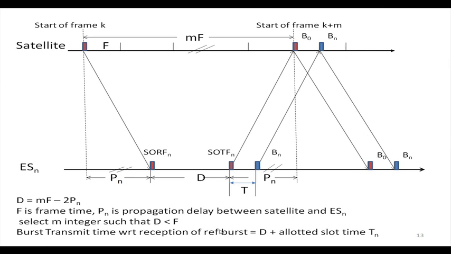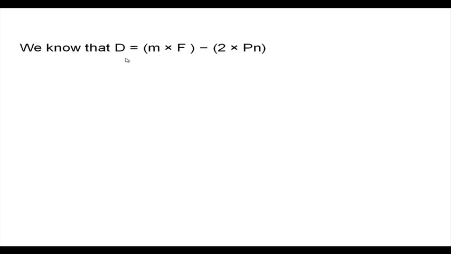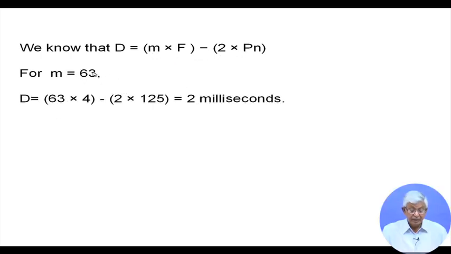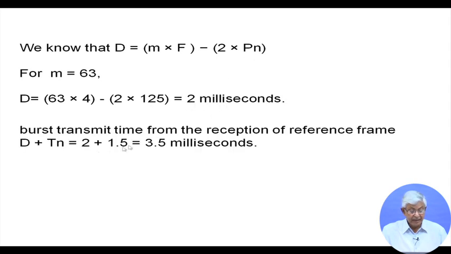So, now we put the values. We know that d is equal to m F minus 2 into p n. Assuming m equal to 63, I have shown directly the number 63, you may have to iterate a little here and there. You will get 63 into 4, that is the frame time, minus 2 into 125 millisecond, that is one side propagation delay, which comes out to be 2 millisecond, and then d plus T n, 1.5 millisecond later it has to be transmitted. So, it is 3.5 millisecond, which comes out to be option C.